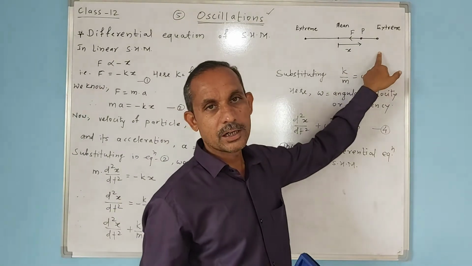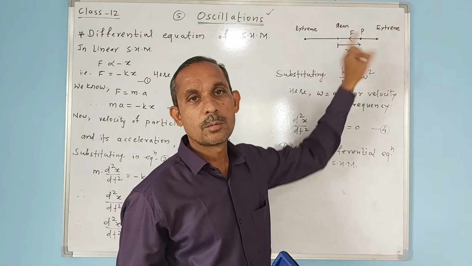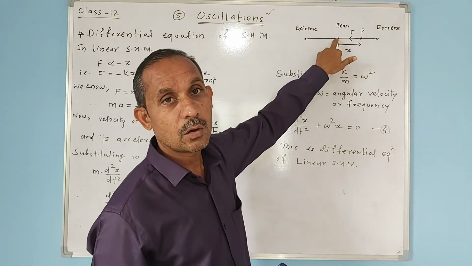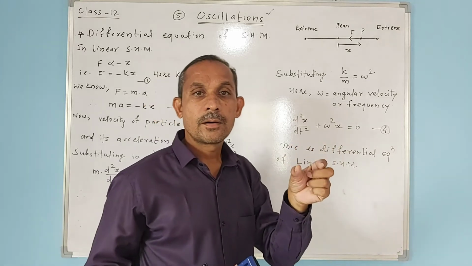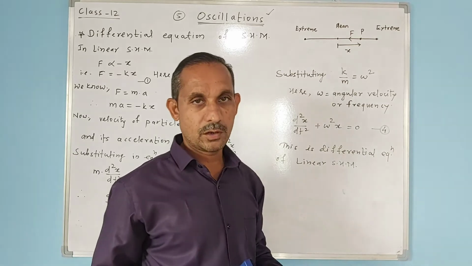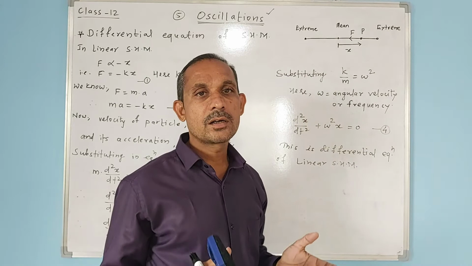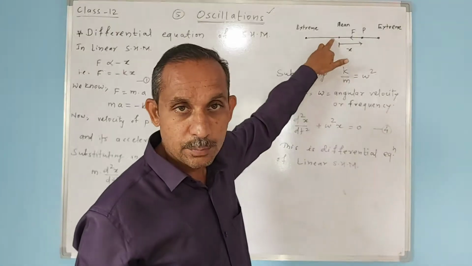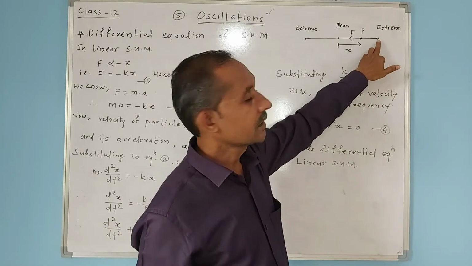In this figure, this is the particle P performing simple harmonic motion, in which this is the point which is called the mean position, the point where the body will not experience any force, or where the resultant force is 0. So this is called the mean position.